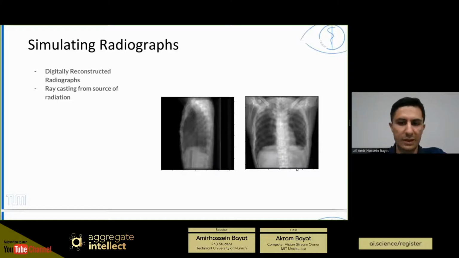And because we have the corresponding shape, we can train the network to do the inverse simulation. So it could reconstruct the 3D shapes given these 2 orthogonal images.